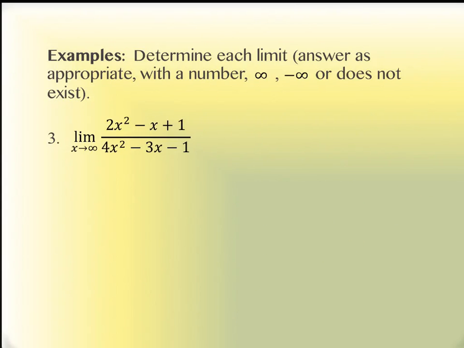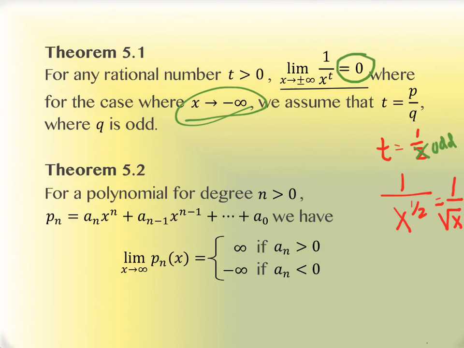The other theorem that we see on this page, Theorem 5.2, says that if we have a polynomial and we're looking at the limit as we go to infinity, then the leading coefficient tells us what the limit will be. If the leading coefficient is positive, then the limit will be infinity, and if the leading coefficient is negative, the limit will be negative infinity.